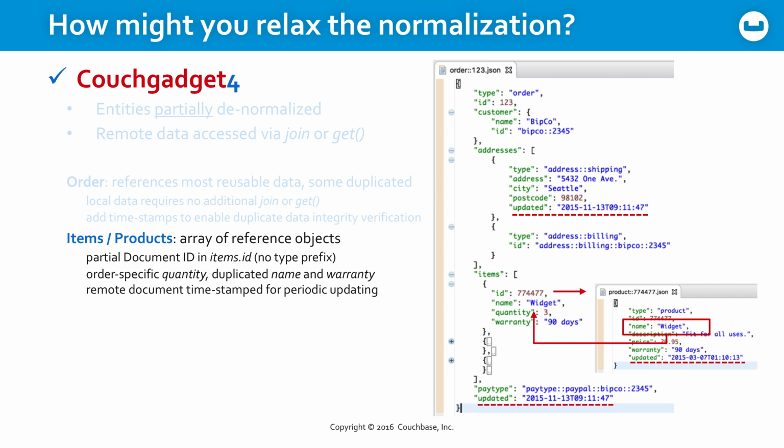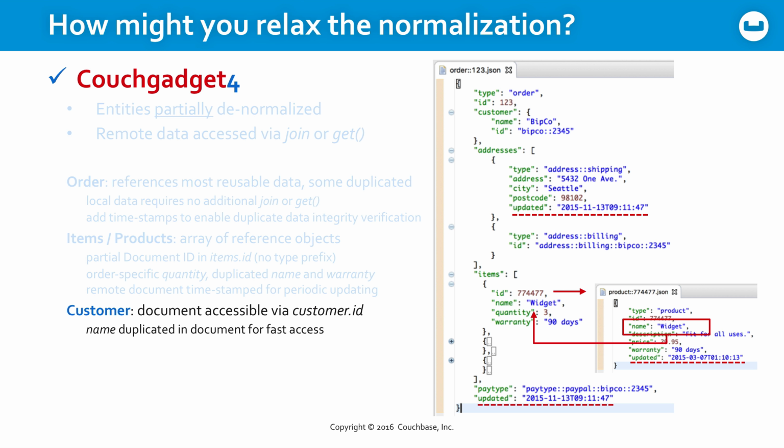Or, in the alternative, perhaps simply copying data from the remote document, the product, into the items here means that the local data is the state of the product warranty and price at the time it was copied, in which case perhaps you would put a timestamp in the local document. So always consider, are you duplicating data or are you snapshotting the data? It's not the same thing. Third, we see customer is accessible via customer ID, but the name has been duplicated locally for fast access in this document without a subsequent get or join.